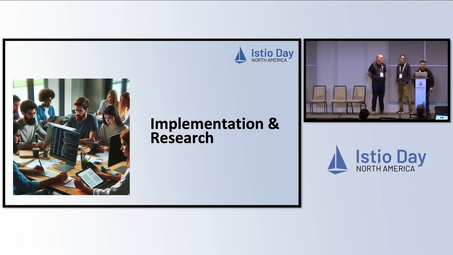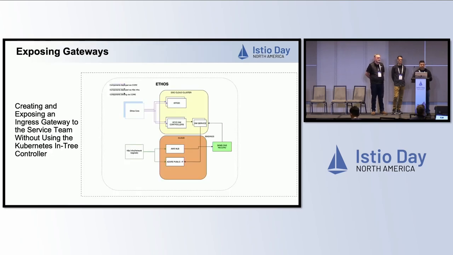So in the next couple of slides, we're going to talk about some of the things which are often overlooked when we are implementing a service mesh offering. It's because in a Kubernetes cluster, there are a lot of components which are deployed, which are loosely coupled with Istio, but they are still important, and you should always think about them when you're doing an implementation and research for Istio as a service mesh offering. The simplest example would be exposing the gateways.